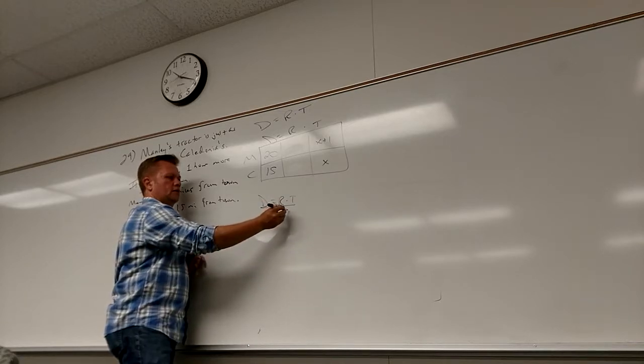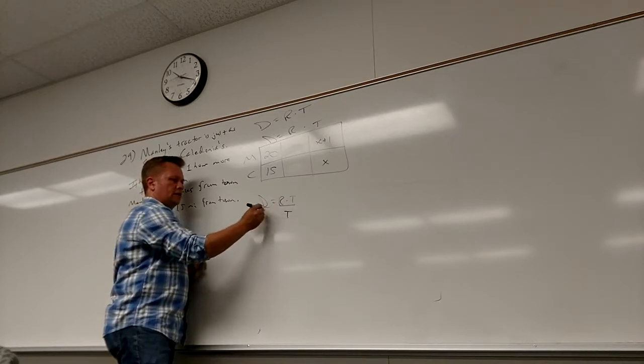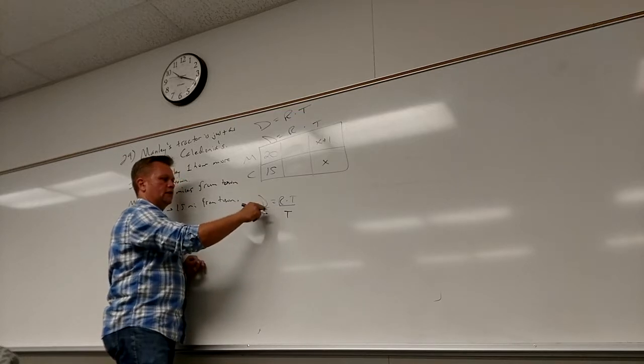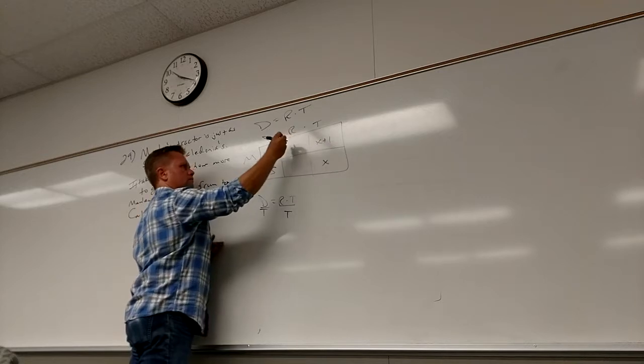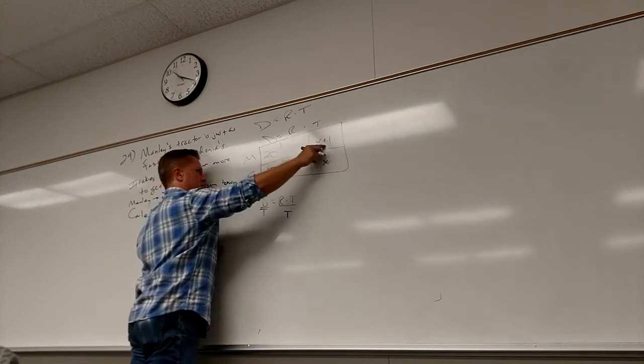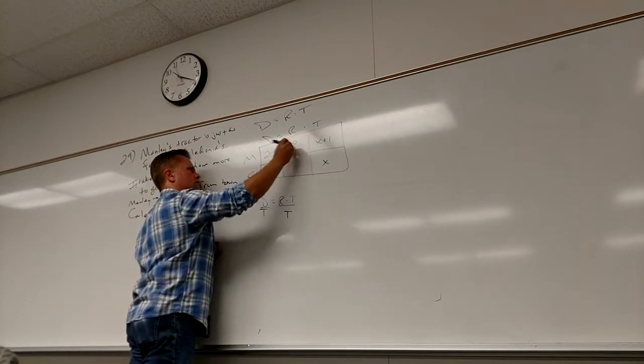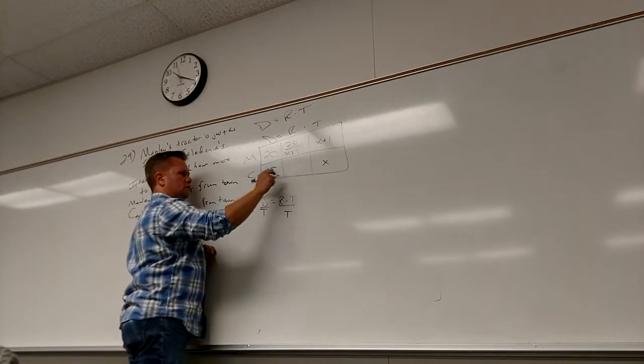Divide by? Divide by time. So rate is distance divided by time. So what's Manly's rate? Distance divided by time. 20 over x plus 1. What's Caledonia's rate?